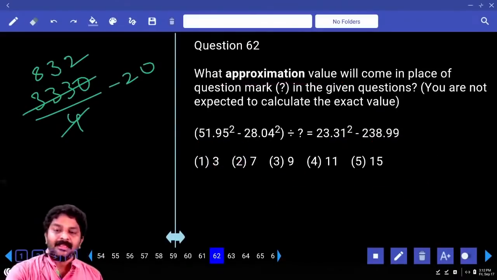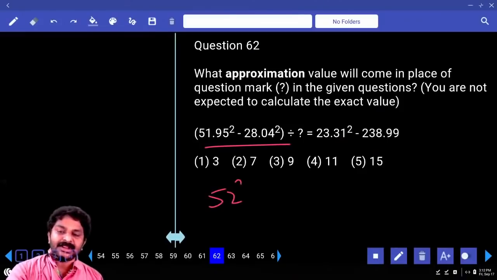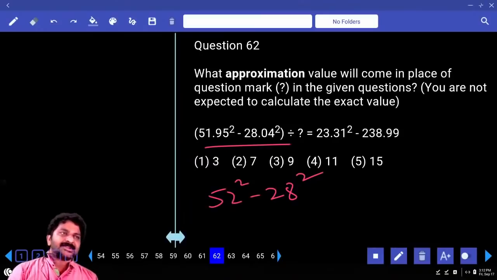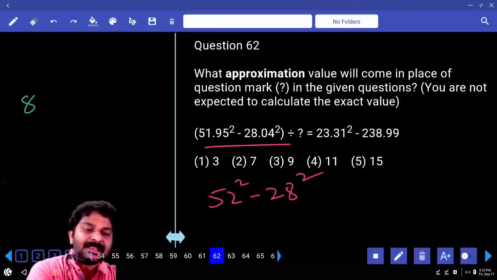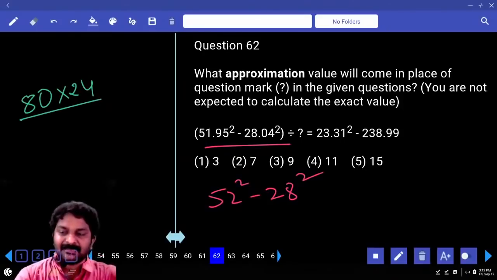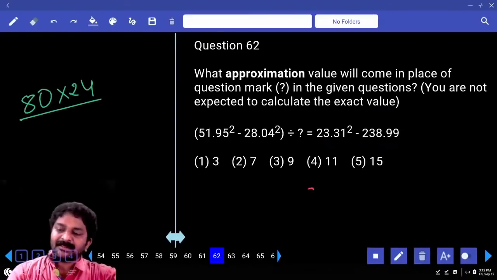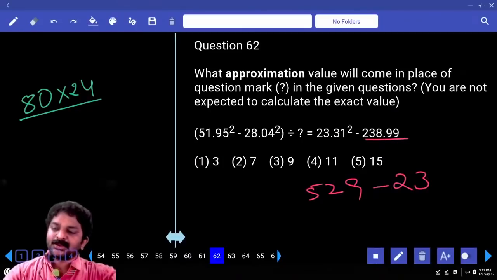Next, can we write it as A square minus B square form? That is 52 square minus 28 square. Instead of calculating their actual values, let's use A plus B into A minus B. What is the A plus B value? 80. A minus B value 24, divided by X, is equal to the right hand side number. Am I right? 23 square 529 minus, approximately, I will write it as 239. How much is the number?